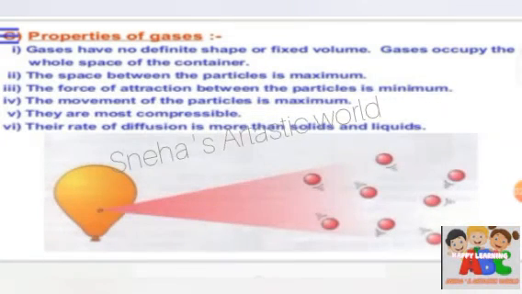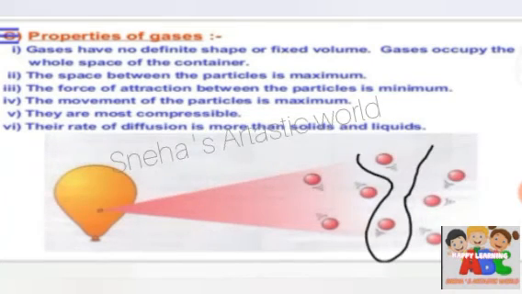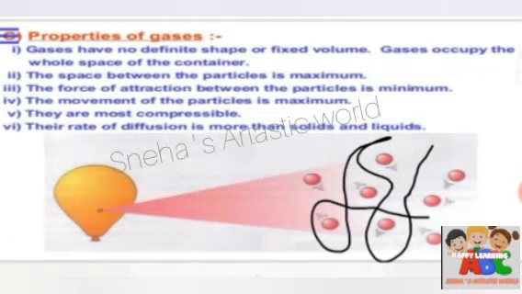For example, if you go to a fair, it is very crowded. You cannot move very fast, but if you walk alone, you can walk easily because there is a lot of space. At the fair the space is little because many people come. So the particles of gases are very far from each other, so the movement is also maximum. They are most compressible.